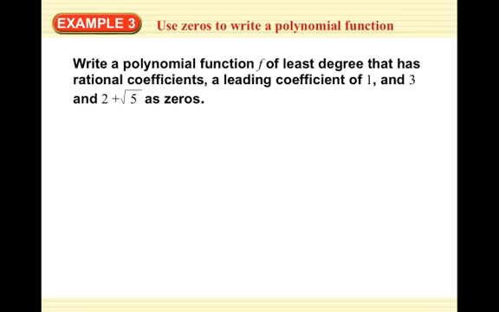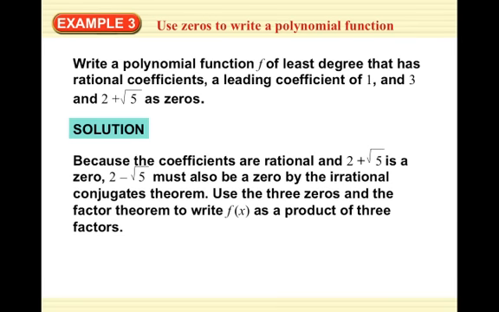So for every zero there's going to be a factor in the form of x minus k, where k is one of the zeros. Alright, because the coefficients are rational and 2 plus square root of 5 is a zero, 2 minus square root of 5 must also be a zero by the irrational conjugates theorem. Use the 3 zeros and the factor theorem to write f of x as a product of the 3 factors.